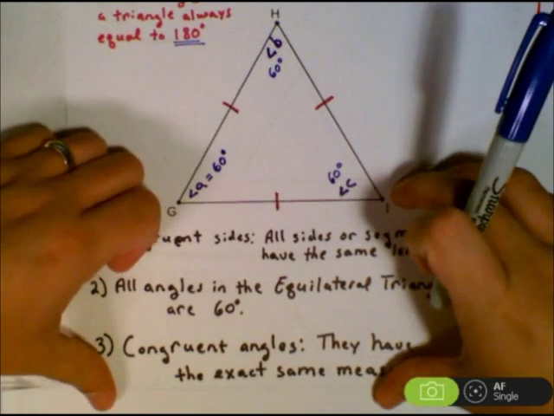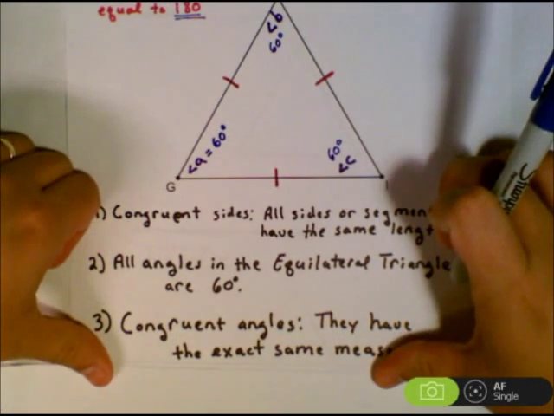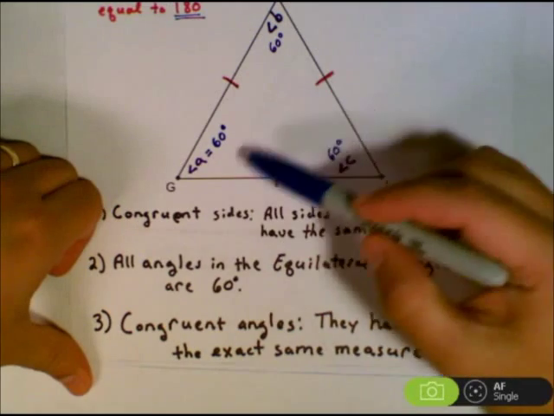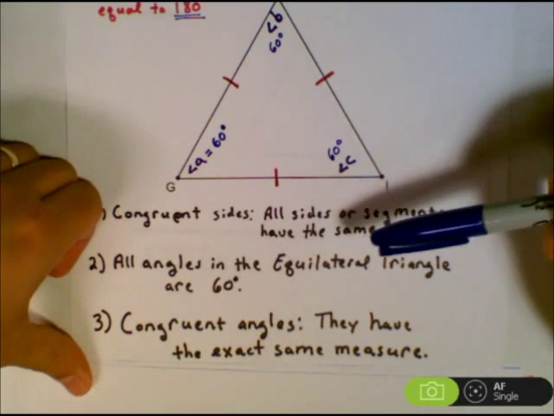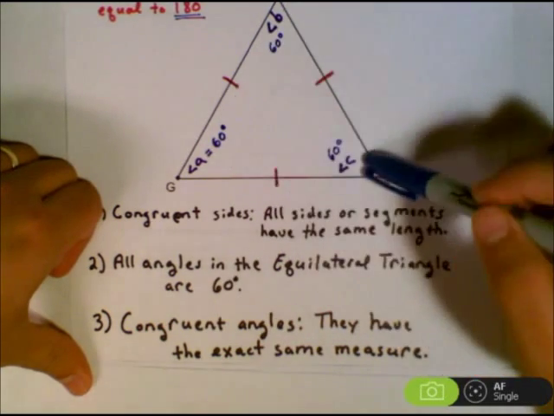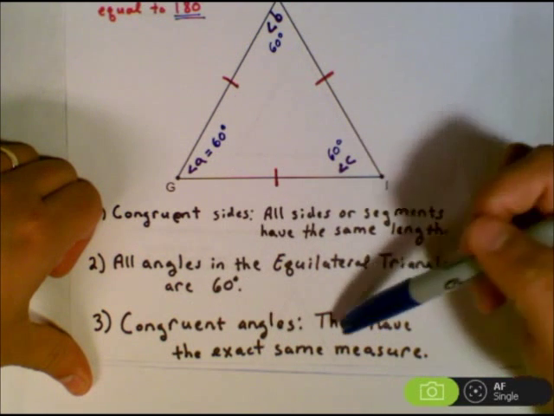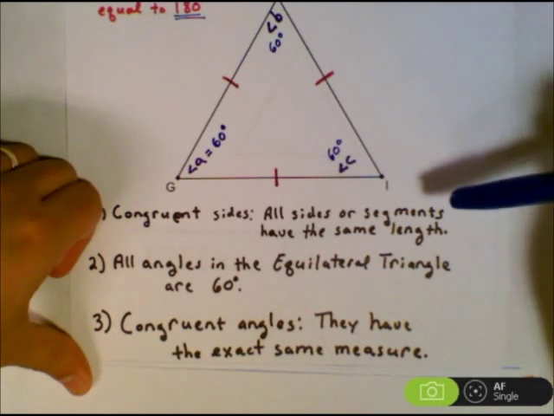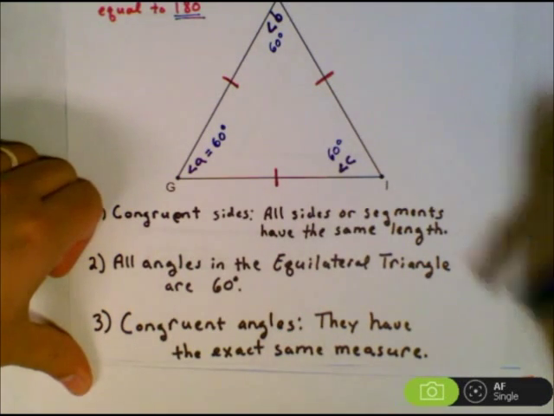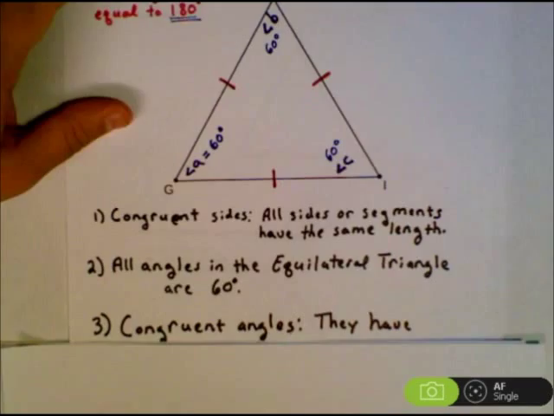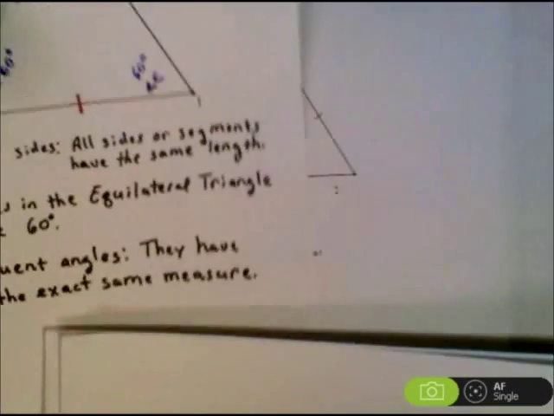The third thing to remember about the equilateral triangle is that you might hear that all the angles are congruent. The equilateral triangle will have congruent angles. All that means is that they have the exact same measure. That's all that's saying. Okay, so let's go ahead and work a couple of problems with the equilateral triangle.